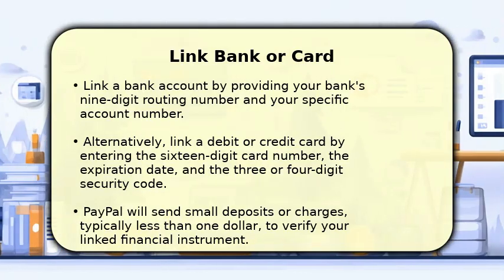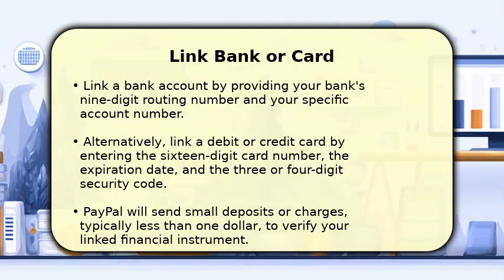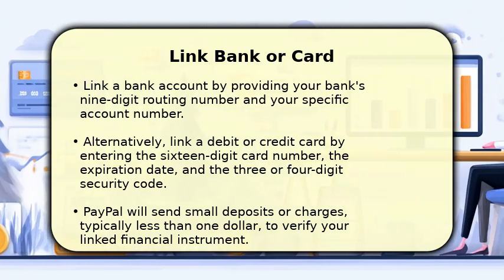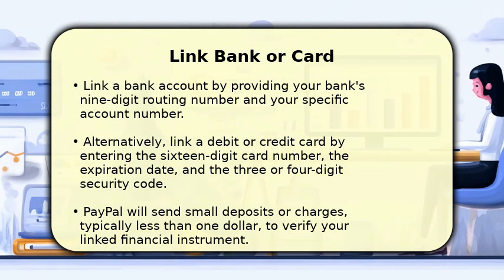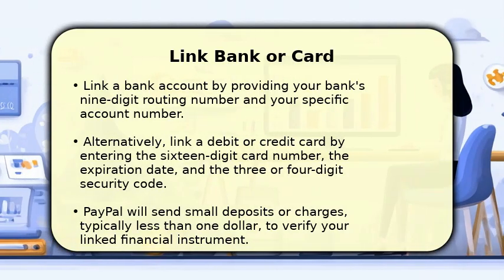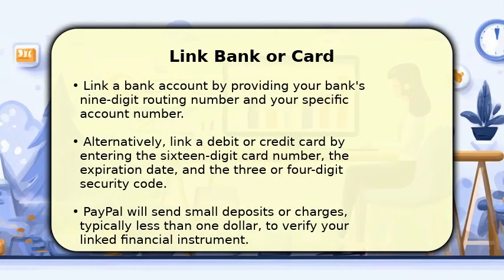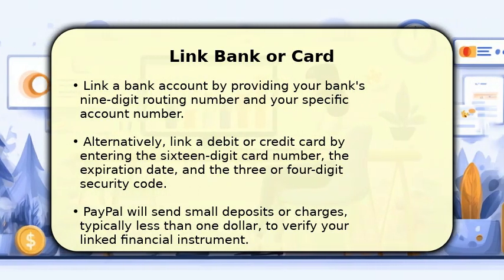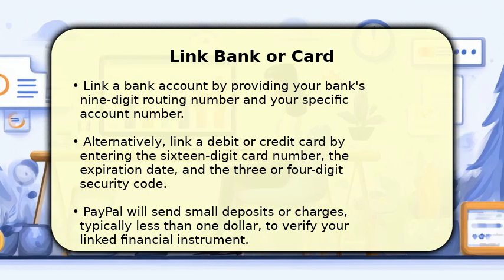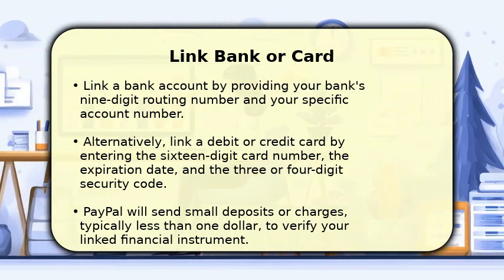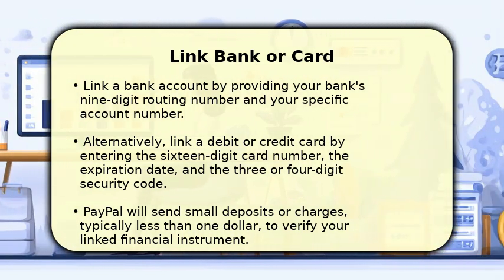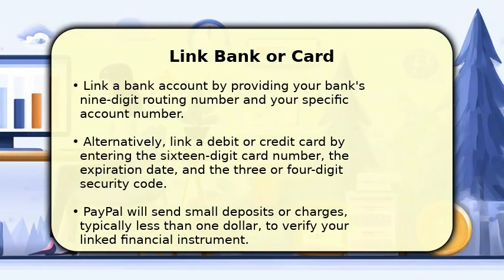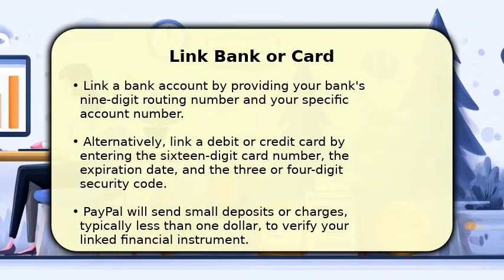Now it's time to link a financial instrument to your new PayPal account. You have two primary options: linking a bank account or a debit or credit card. If you choose a bank account, you will need to provide your bank's 9-digit routing number and your personal account number. For card linking, enter the 16-digit card number, its expiration date, and the 3- or 4-digit security code found on the back or front. PayPal will then send 1 or 2 small deposits, or charges, to verify ownership of your chosen funding source.